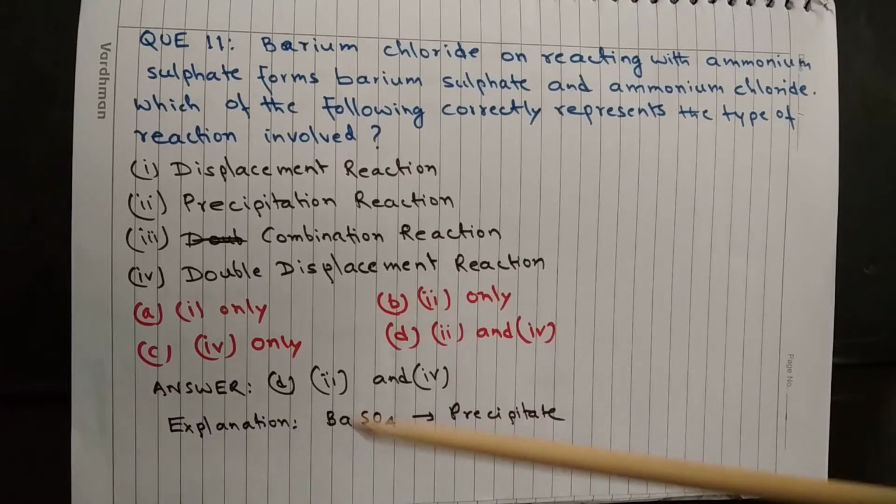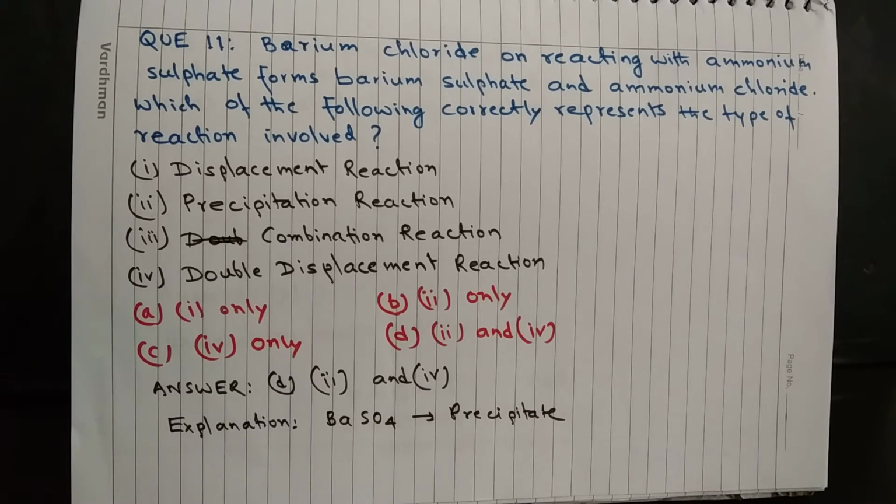And a precipitate of barium sulfate is formed. So this is also an example of precipitation reaction. So 2 and 4 are the correct answers, and option D, 2 and 4 is the correct answer.